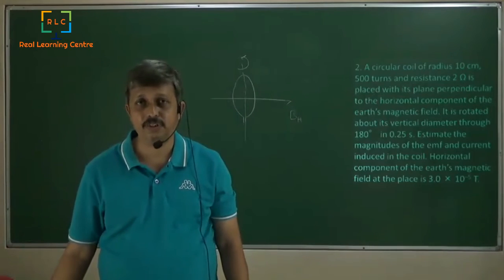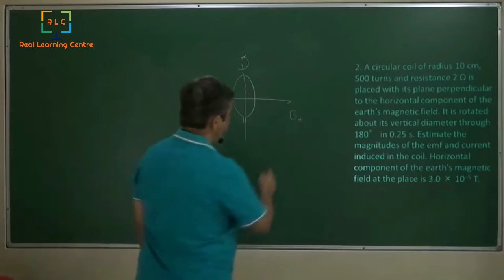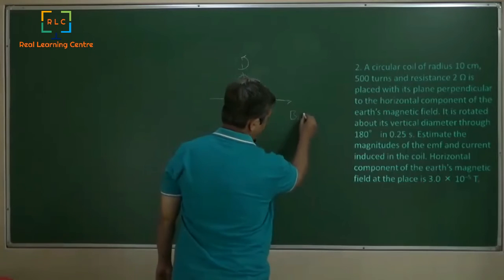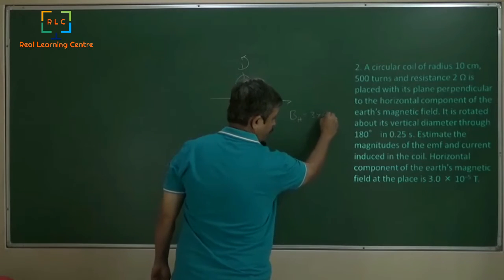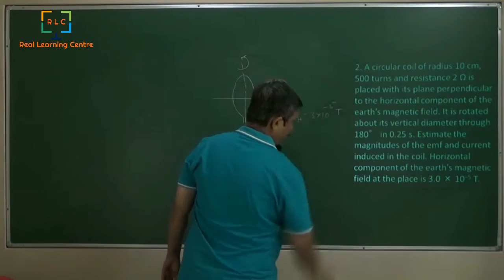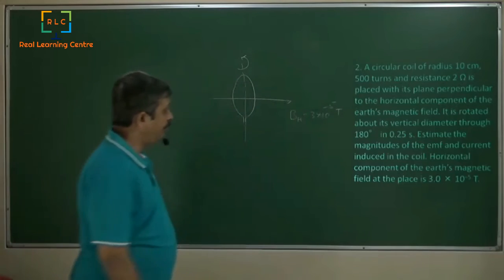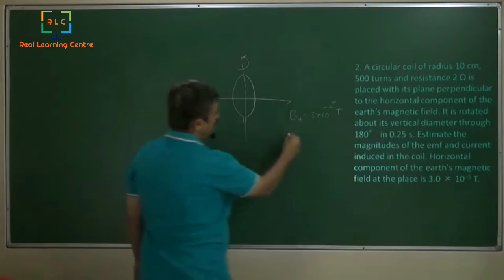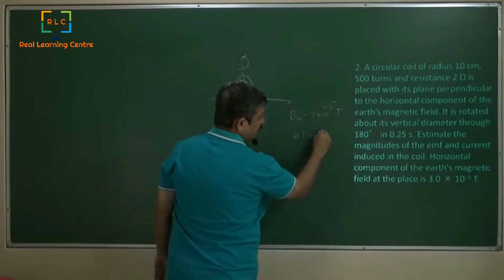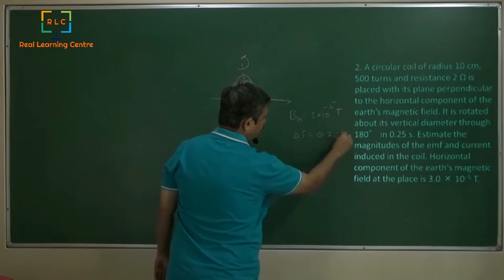When you rotate it by 180 degrees, how much is the EMF that is produced? They have given us the Earth's magnetic field B, which is 3 into 10 power minus 5 Tesla, a very small magnetic field. The time taken for the turning, delta t, is 0.25 seconds.